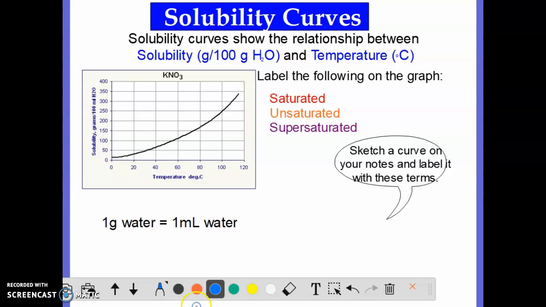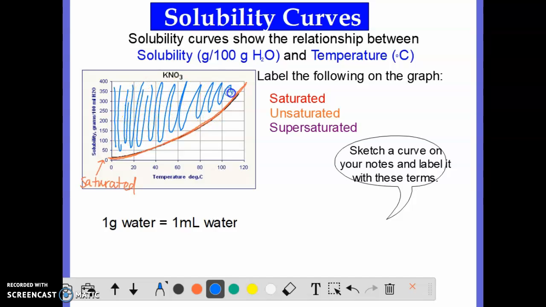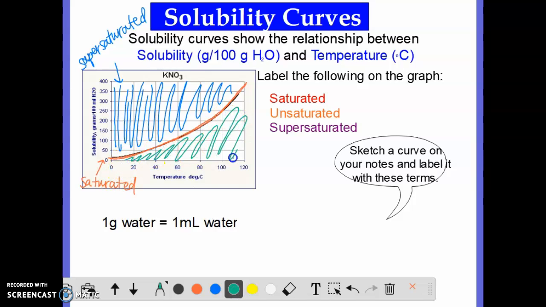So on the top, we have supersaturated. Actually, on the line, this is where saturated is. Okay? So on the line is saturated. Above is supersaturated. So everything up here is going to be considered supersaturated. And then everything below is going to be considered unsaturated.